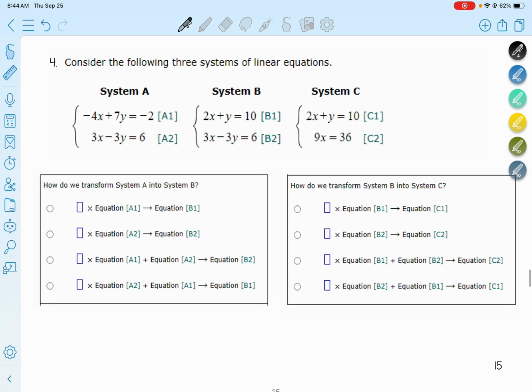Will you go ahead and try number 4 on your own and see if you can figure that out? So take a moment, pause the video, and see if you can figure that one out.